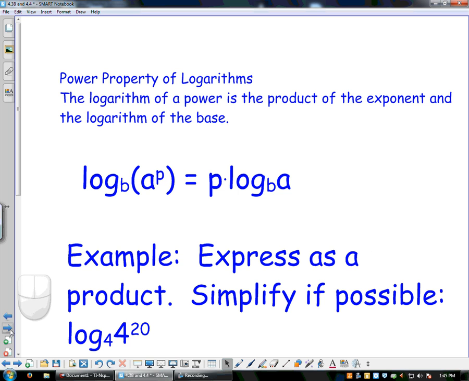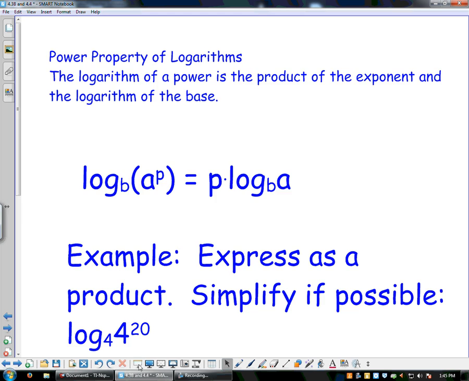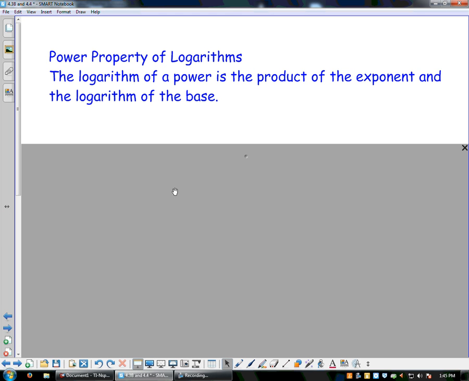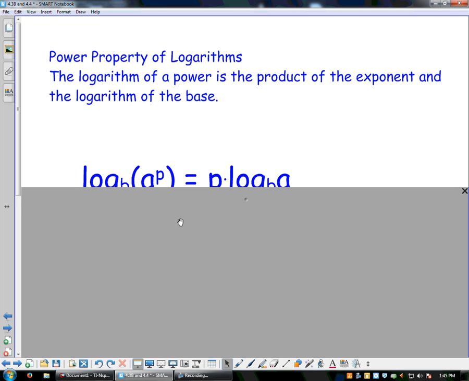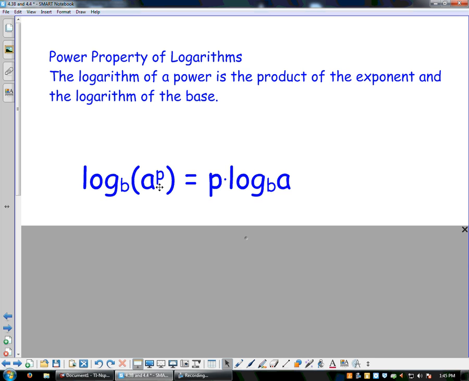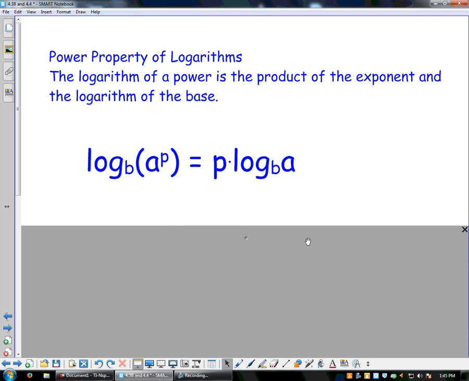Okay, then that brings up the power property of logarithms, which basically says that the logarithm of a power is the product of the exponent and the logarithm of the base. So written out in symbols would look like this. Log to the base b of a raised to the p power would be the same as bringing this exponent down in front and rewriting it as p times log to the base b of a.